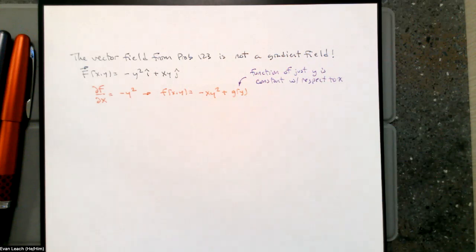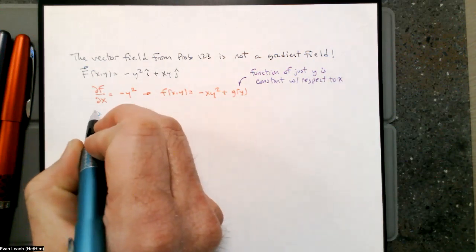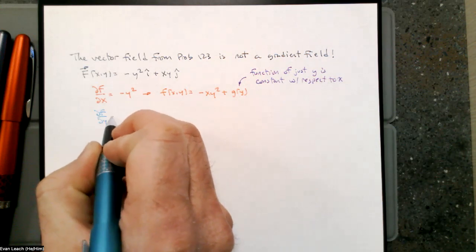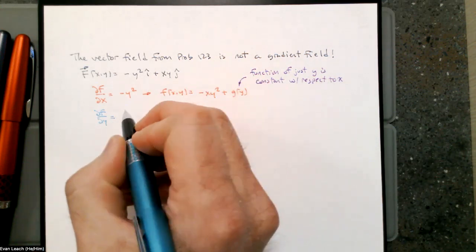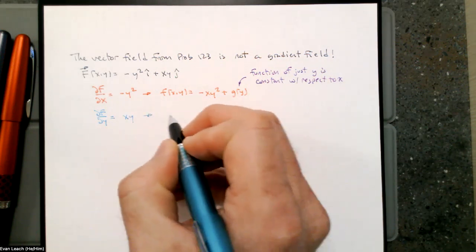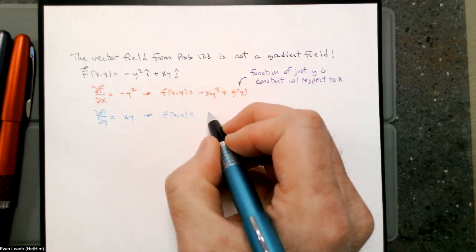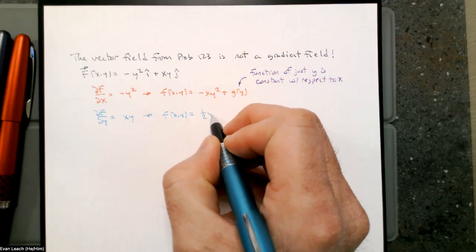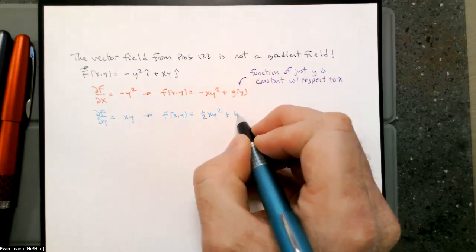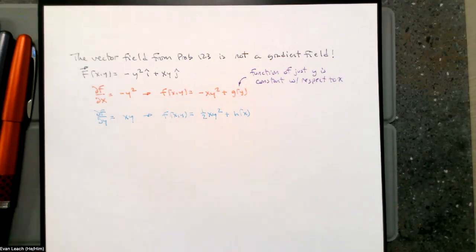So our potential function will have to look like minus x y squared plus some function purely of y to be the constant. The partial with respect to y is going to be x y. So that tells us that any potential function will have to look like 1/2 x y squared plus some function of just x for the same similar reason. A function of just x will look like a constant with respect to y.